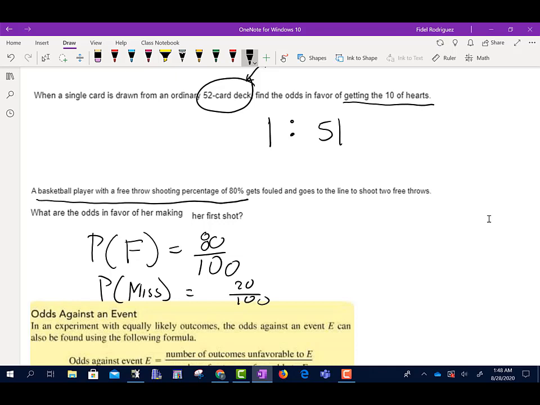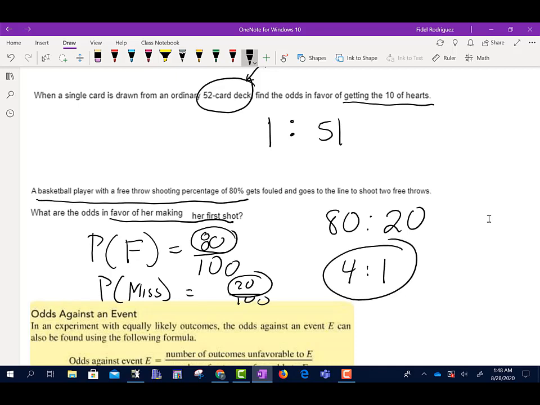I know I can reduce those fractions. I'm just thinking about it like this right now. And so the probability that she's going to make it would be 80%, and the probability that she's going to miss it would be 20%. Since we're looking for the odds in favor, we're going to take the number of favorable outcomes, which is 80, to the number that are unfavorable, which would mean that she would be missing it, to 20. I can divide them both by 20, and that will give me 4 to 1, right?